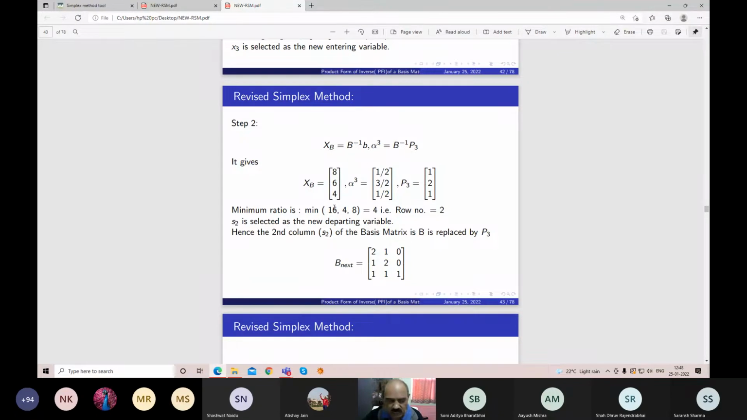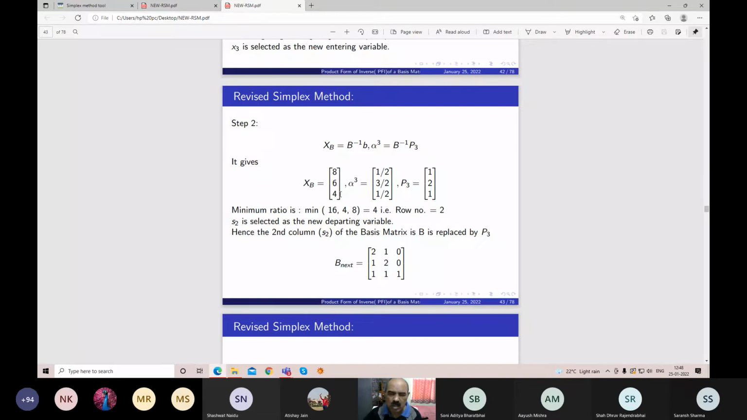B I am not changing. So using B, I have got XB equal to 8, 6, 4. This is our XB. Within the XB itself you can see, the first element is representing X2, the second element representing S2, the third element representing S3. X2, S2, S3.